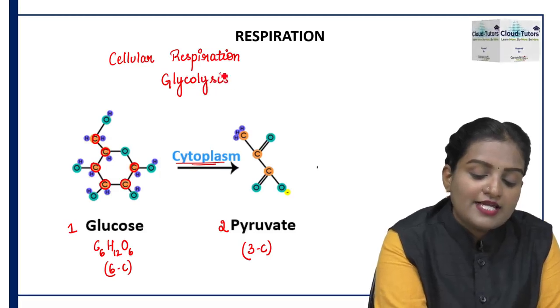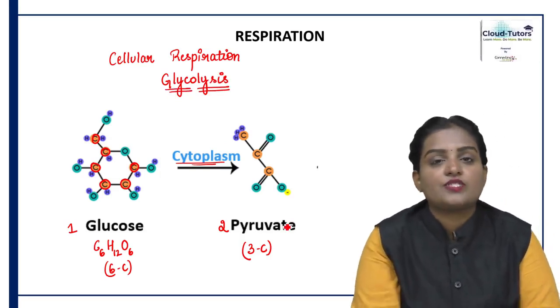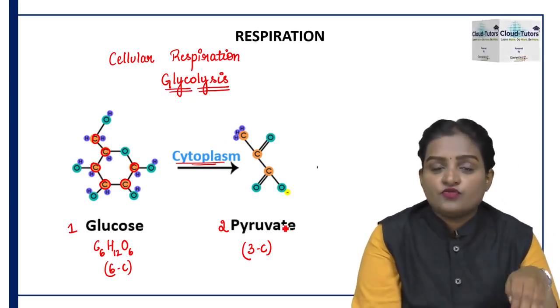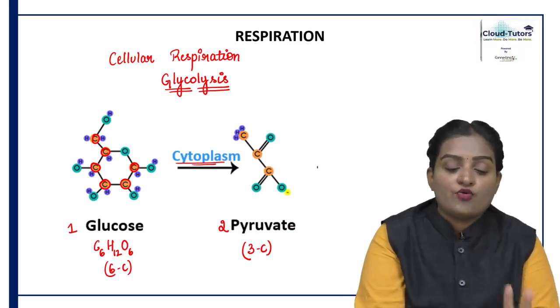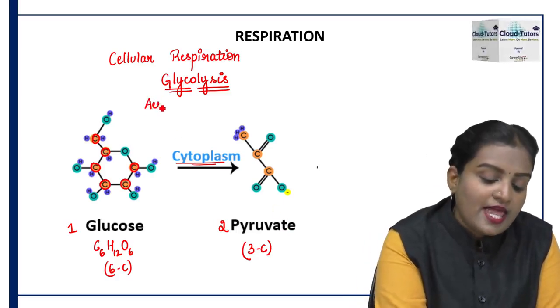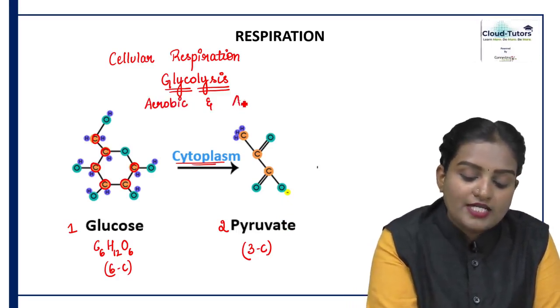What does glycolysis mean? Lysis is breakdown, glyco is glucose. So this is the breakdown of glucose, and this is a common pathway in both types of respiration, that is aerobic and anaerobic respiration.